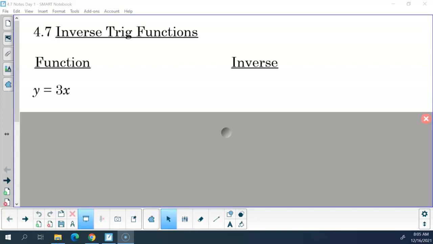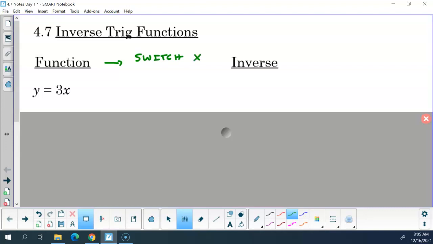So the first thing that you do with an inverse function is, you've got your function and you want to find the inverse. The very first thing that you do is you switch x and y.